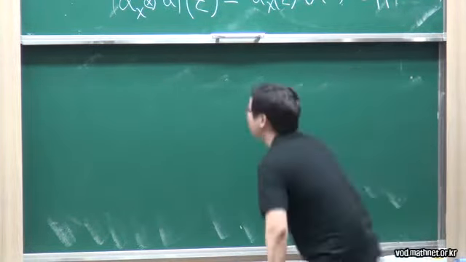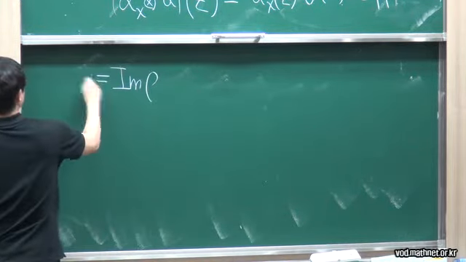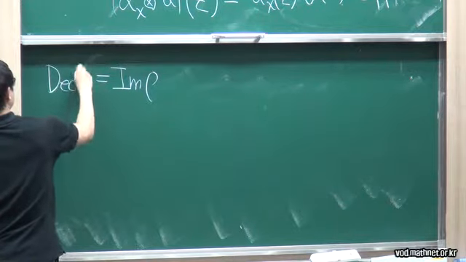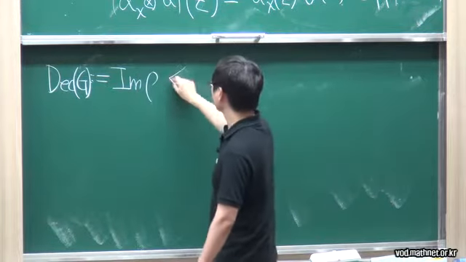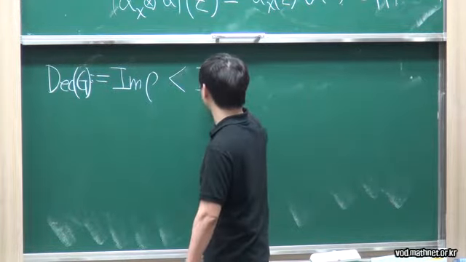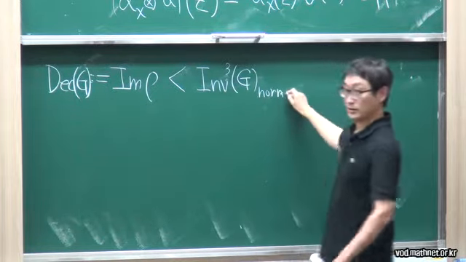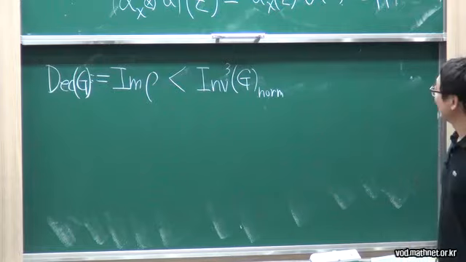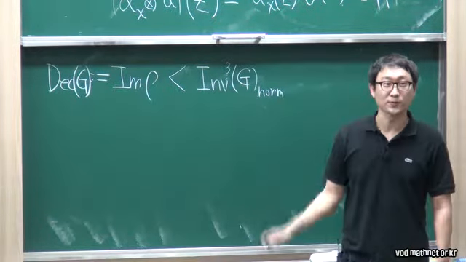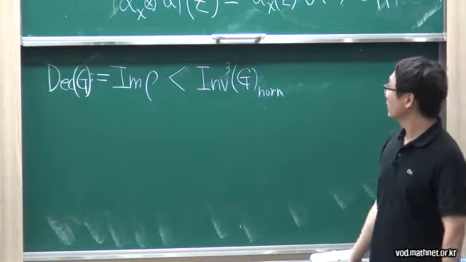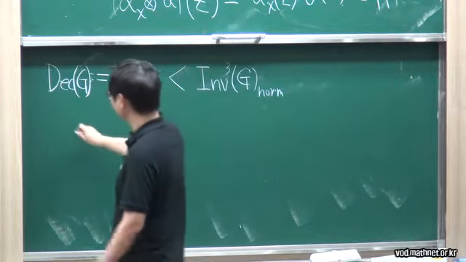And the image of rho is denoted by decomposable invariance of G. And so this is a subgroup of normalized invariance of degree 3. And indeed, if F, our base field, is algebraically closed, or G is simply connected, then this decomposable group vanishes.